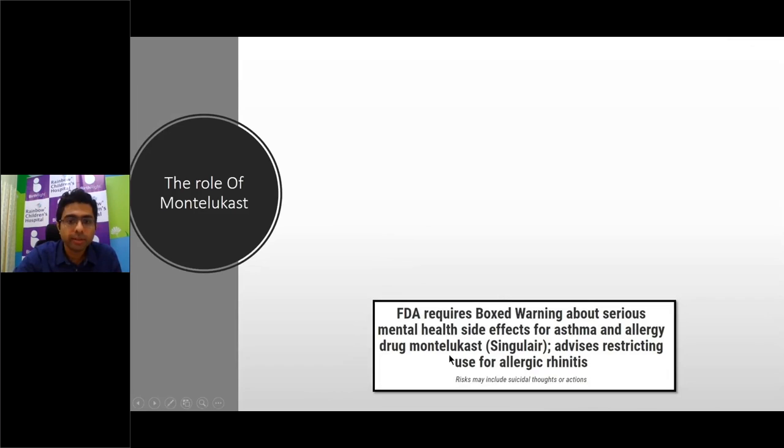So this is a very alarming statement. Now then, what is the role of Montelukast here? See, the FDA has issued a boxed warning about serious mental side effects of Montelukast therapy in children with asthma, and advises strictly restricting its use for allergic rhinitis. You have to be particularly careful in children with hyperactivity and autistic spectrum disorders, and there are even reports of suicidal ideation in adolescent age groups.